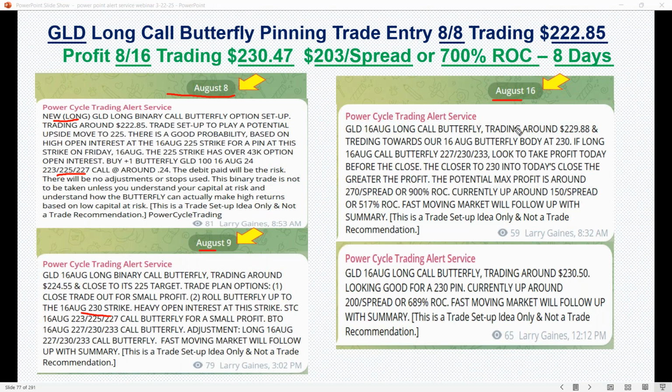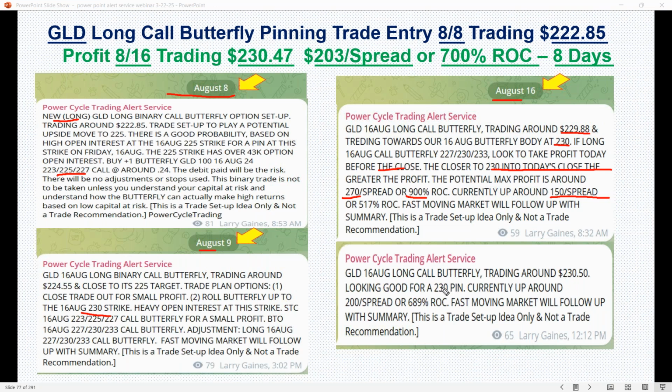It was looking really good, trading around 229.88. We were targeting 230, trending towards our body of the butterfly at 230. Look to take profit today before the close. The closer to 230 into the close today, the greater the profit. The potential max profit would be around $270, 900% return. Currently up $150 per spread.